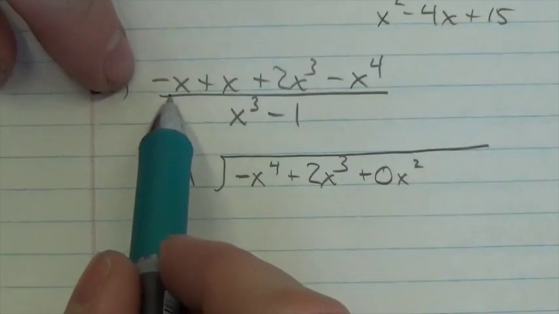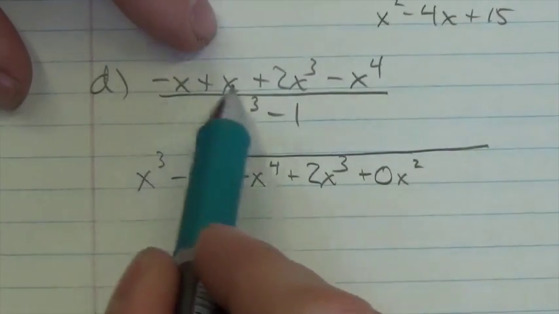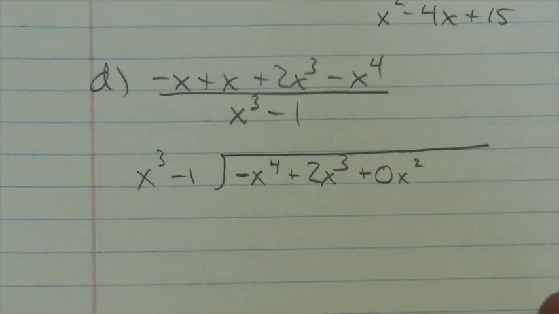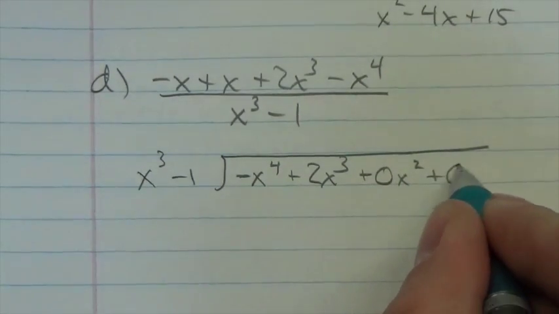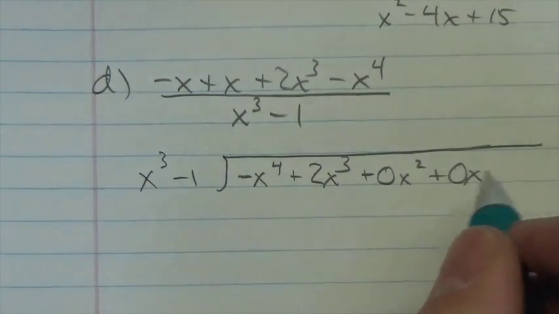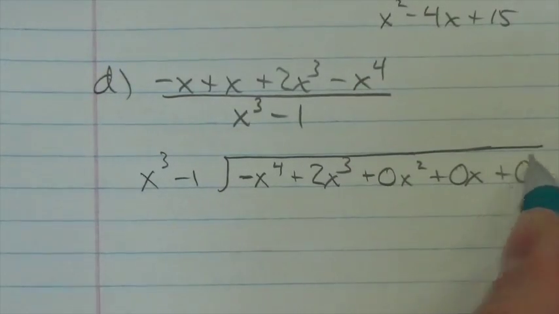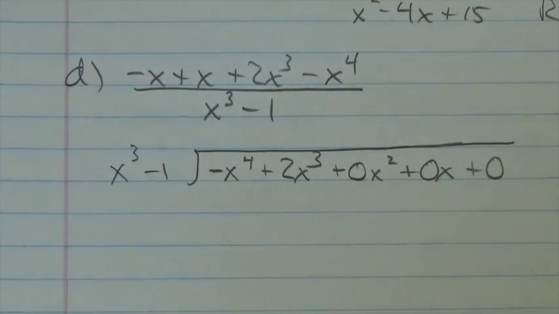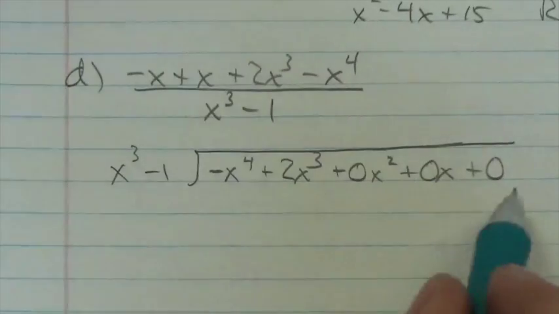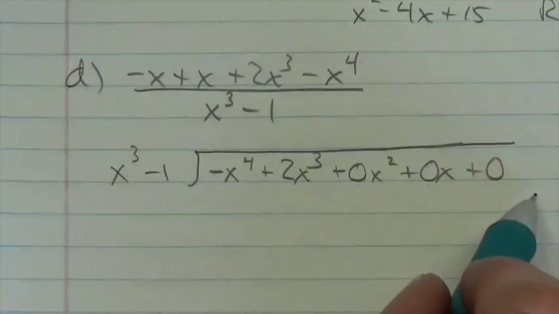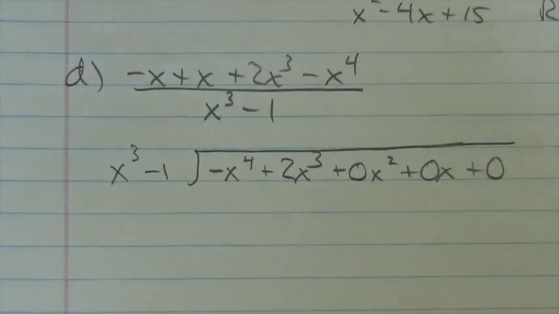Now look at my linear term. I've got negative x plus x. Well, those are going to legitimately cancel to create another 0. So that's going to be like 0x. And then notice that there's no constant, plus 0. Okay, so we're kind of losing the whole tail end of that polynomial there. That's okay though, that's okay.